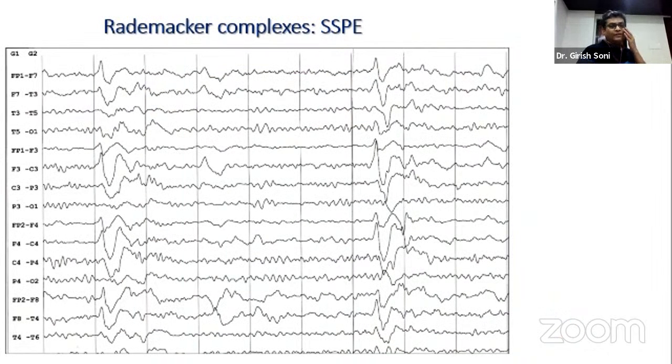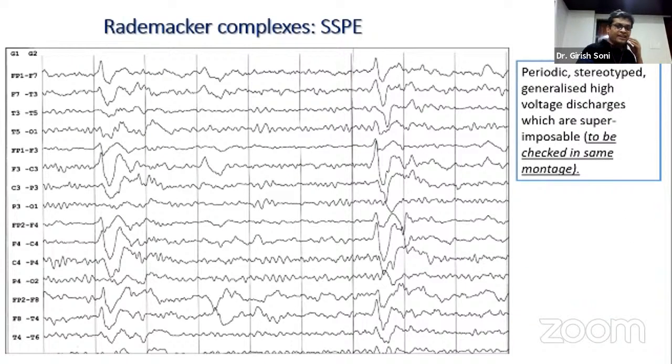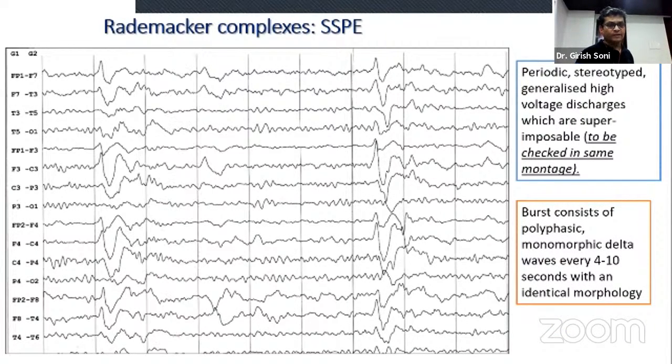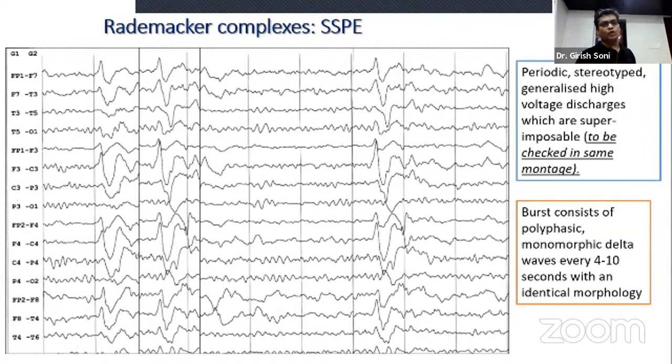So what about this EEG? These periodic complexes are called Radermecker complexes. They are stereotyped, generalized, high voltage delta discharges, and these discharges are very classically superimposable, and they should ideally be checked in monopolar montage, or in the same montage. These discharges represent polyphasic or monomorphic delta waves, and they usually recur every 3 to 10 seconds. As the disease progresses, the duration between these two discharges shortens.